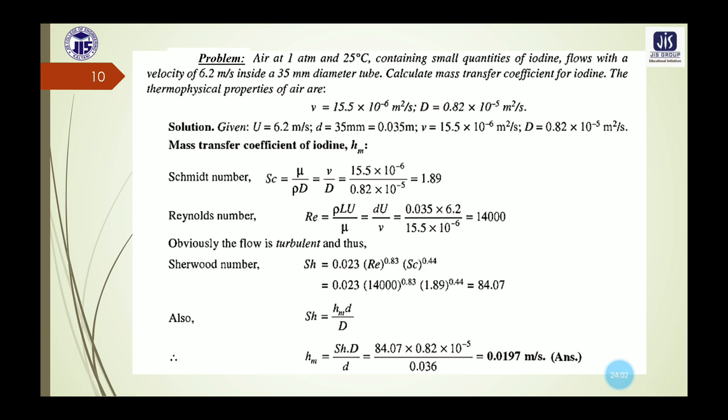Air at 1 atmosphere and 25 degrees centigrade containing small quantities of iodine flows with a velocity of 6.2 meter per second inside a 35 millimeter diameter tube. Calculate the mass transfer coefficient for iodine. Some thermophysical properties are given here: nu, the kinematic viscosity, is 15.5 into 10 to the power minus 6 meter square per second, and the diffusion coefficient is 0.82 into 10 to the power minus 5 meter square per second. Here we need to calculate the mass transfer coefficient of iodine.